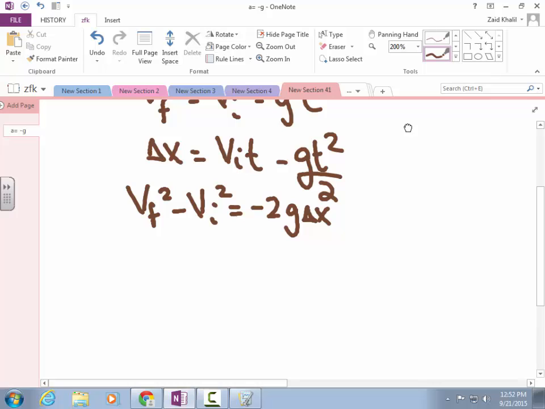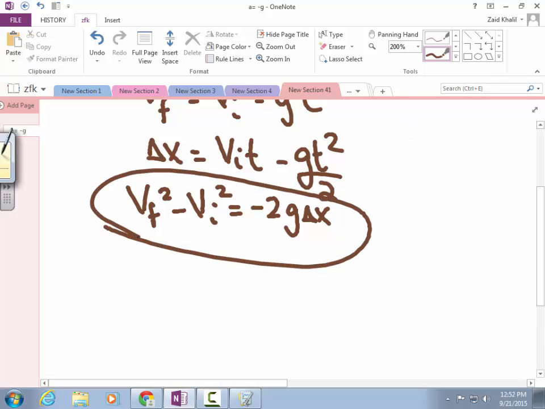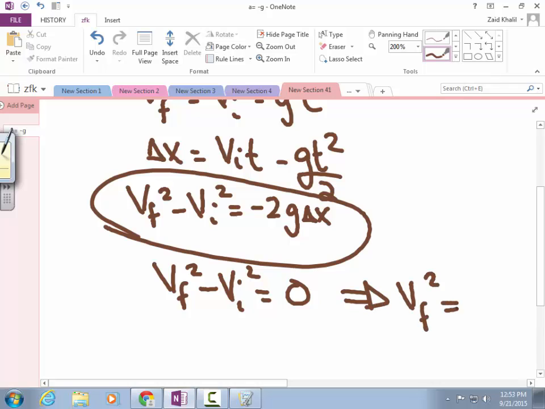So what happens here? What do you get? You get that Vf squared minus Vi squared is 0. Which means what? Well, one thing it means is that Vf squared equals Vi squared. And what's going to determine the direction?